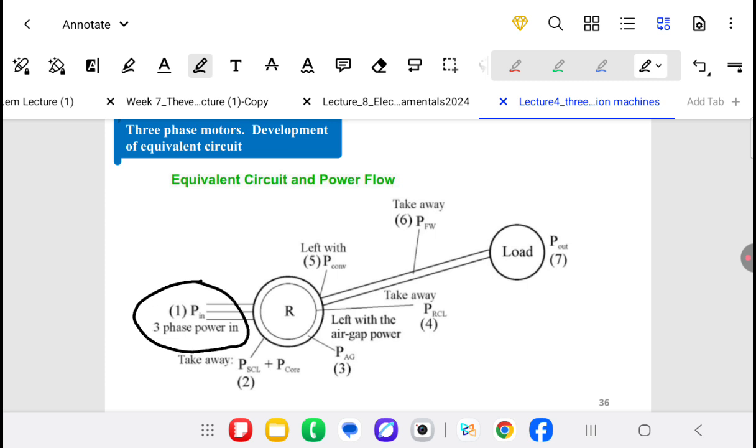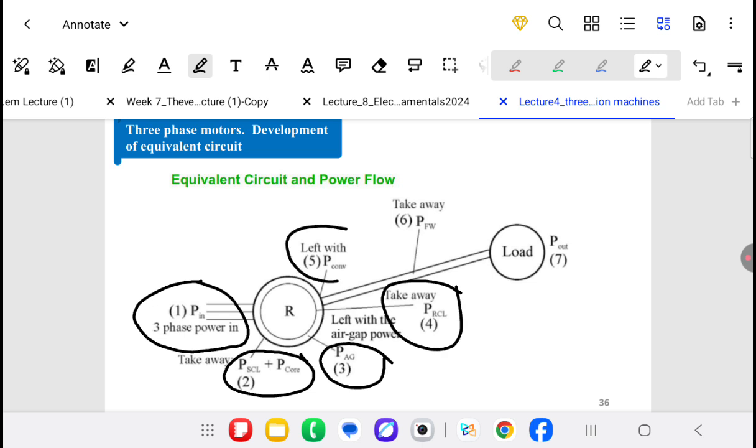3V phase I phase cosine theta, or root 3 V line I line cosine theta. The first losses are the stator copper losses and core losses. Then we have the air gap power, which is going to pass the air gap to the rotor. Then we have rotor copper losses taken away as heat energy loss. Then the left part of power is the P converted, which is the part converted to mechanical power.